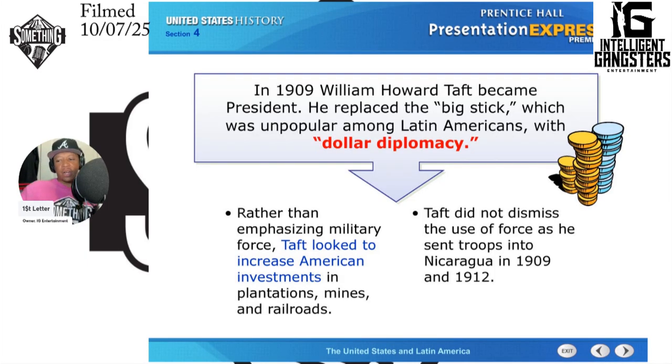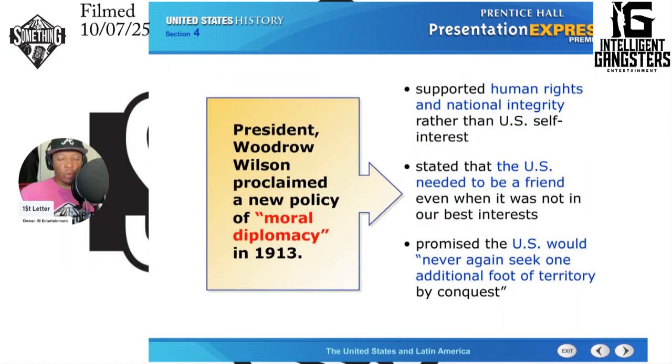You go from one guy who's like, we're just gonna use this iron on y'all. And then you got this next guy like, okay, we're gonna make some money with y'all, and I'm gonna use the iron too if need be. But now let's see what Wilson's gonna do, okay?